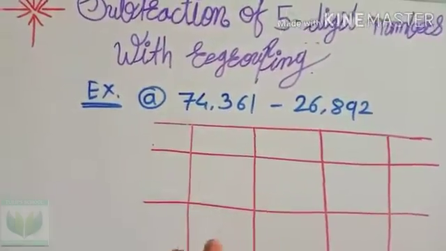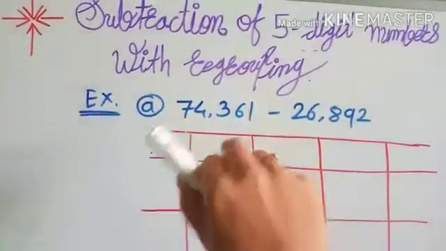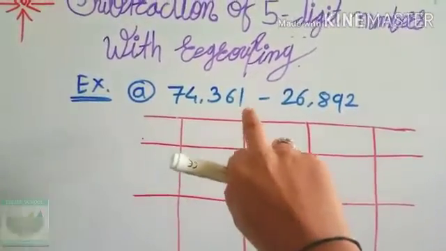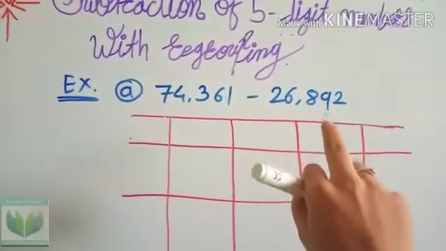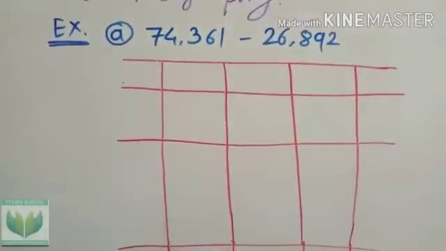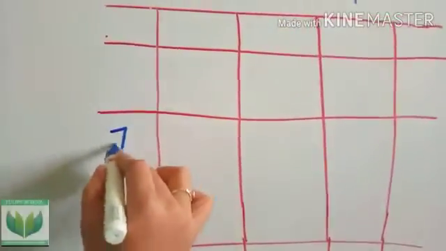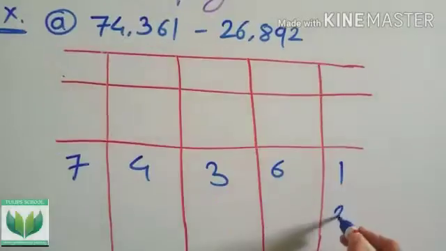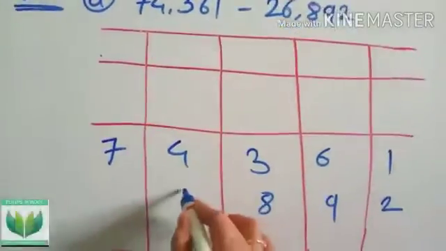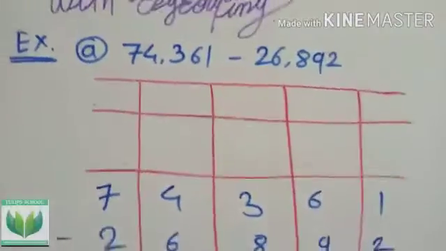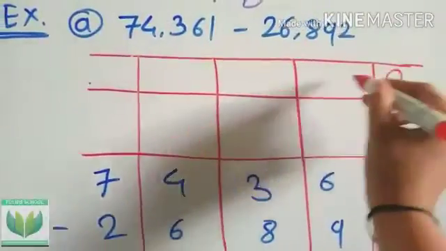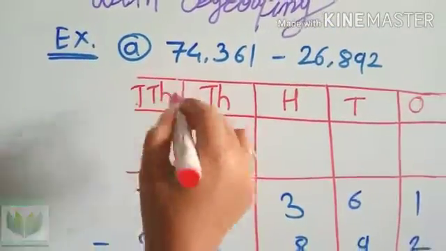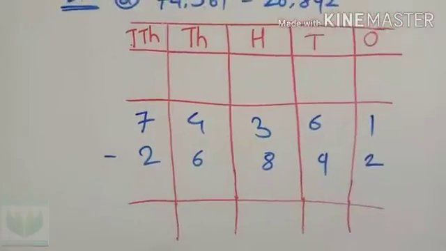Now the second point in subtraction: subtraction of 5-digit numbers with regrouping. First we saw without regrouping, and now we have to see with regrouping. I wrote an example: 74,361 minus 26,892. Now we write the first number, and the second from the back side. Now we write the places: ones, tens, hundreds, thousands, ten thousands. This is regrouping.